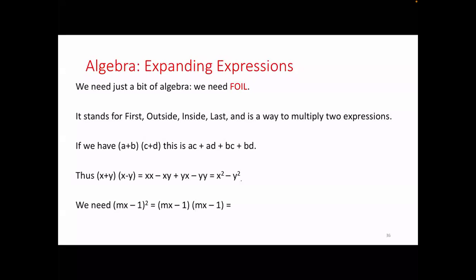So if I give you (x plus y) times (x minus y), we see a lot of things cancel. It's just x squared minus y squared. In some of the calculations we're going to do, we'll encounter (mx minus 1) squared. When you multiply this out slowly and put in all the pieces, it simplifies to m squared x squared minus 2mx plus 1.